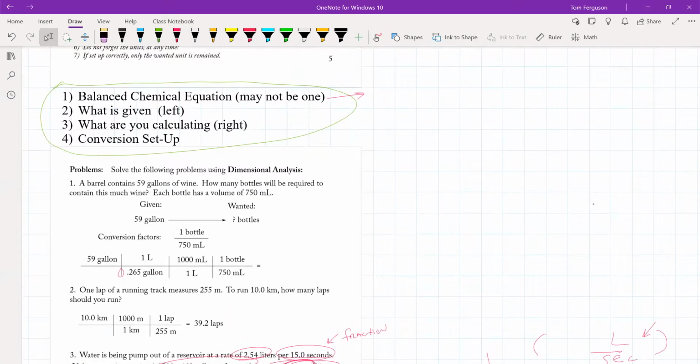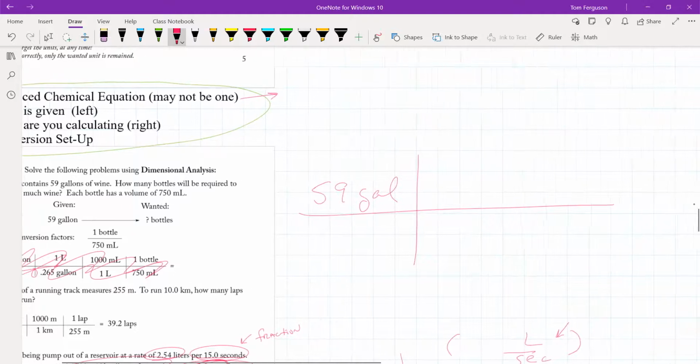Okay, let's just look at this problem here. We're going to do this from scratch. A barrel contains 59 gallons of wine. How many bottles are required? Each bottle has a volume of 750 milliliters. Okay, how many bottles do you get? So what's given? 59 gallons. What are we trying to calculate? Number of bottles.